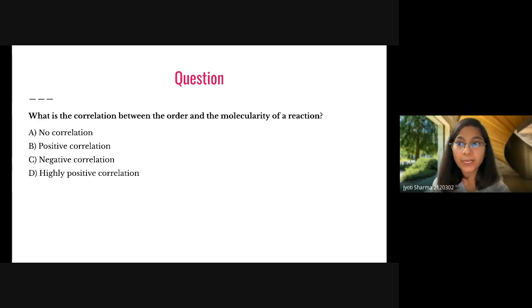Okay, so the answer for this question is no relation. How we are saying there is no correlation between the order and molecularity of the reaction, let me explain to you how this is possible.